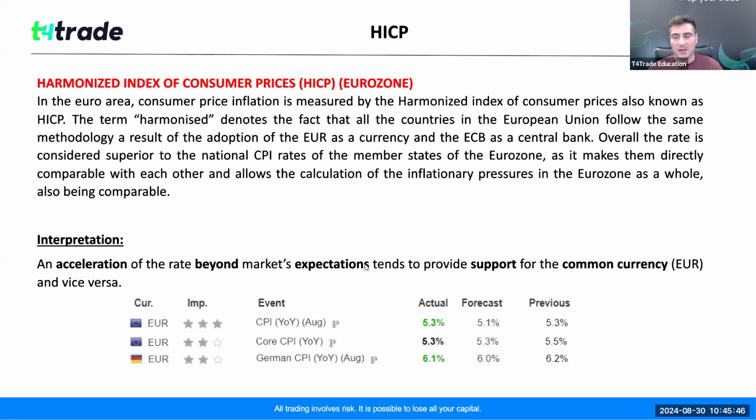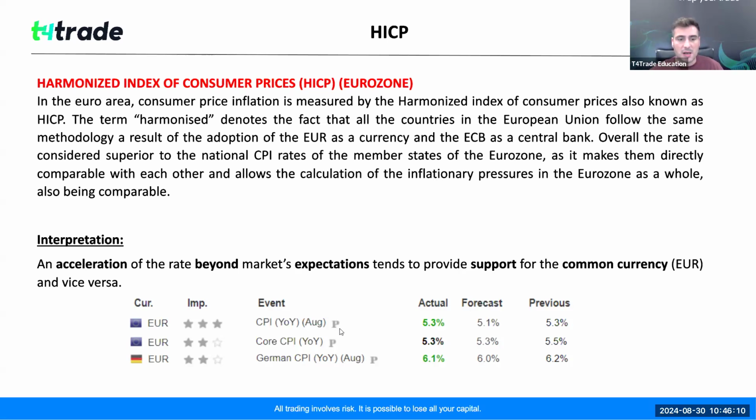Okay, so acceleration beyond market expectations provides positive support for the euro. On the contrary, weaker or below expectations HICPs lead to weakness for the euro. Same way you read the prior ones.